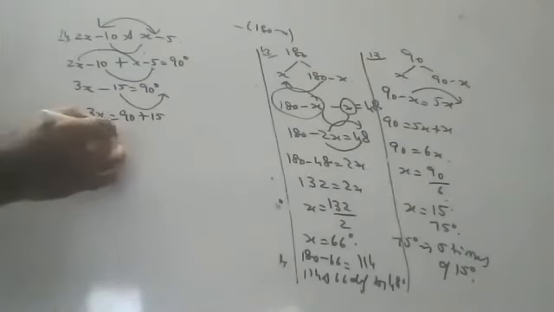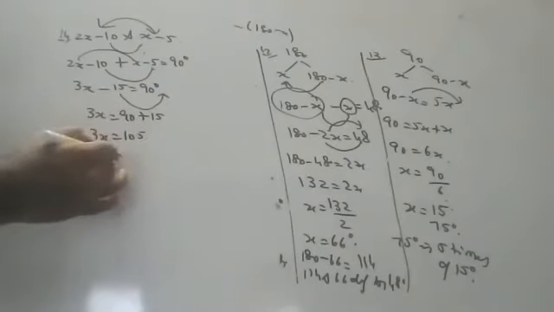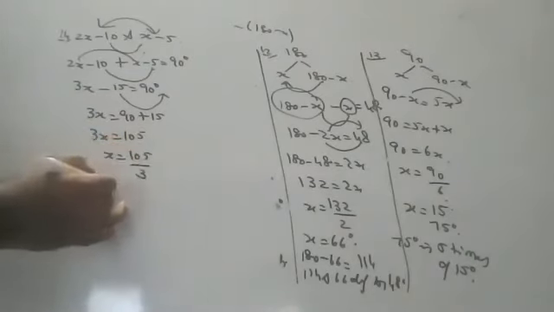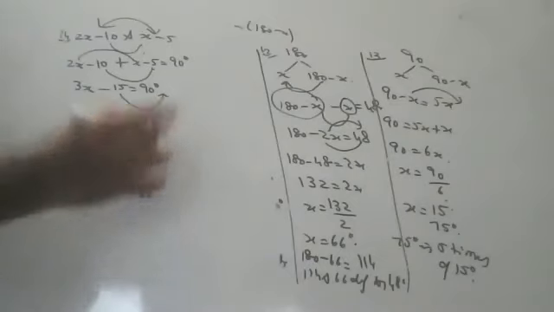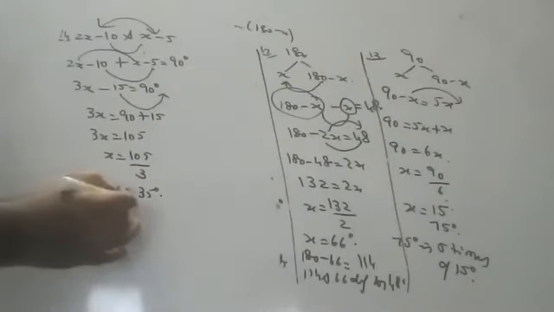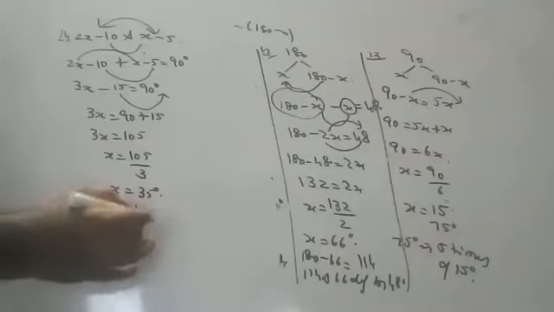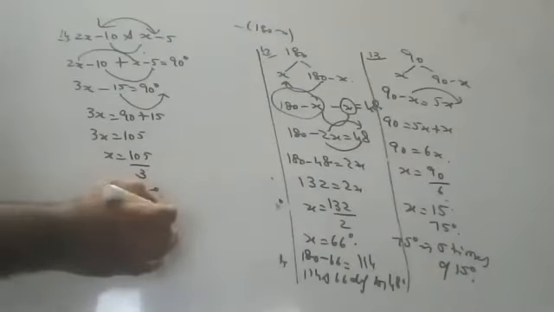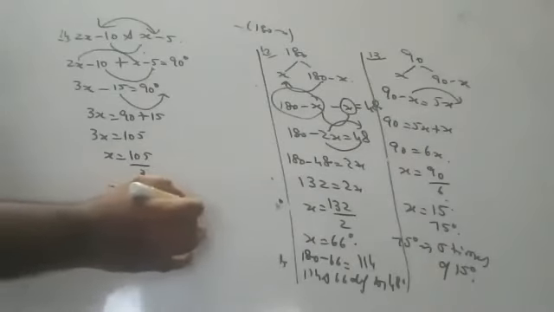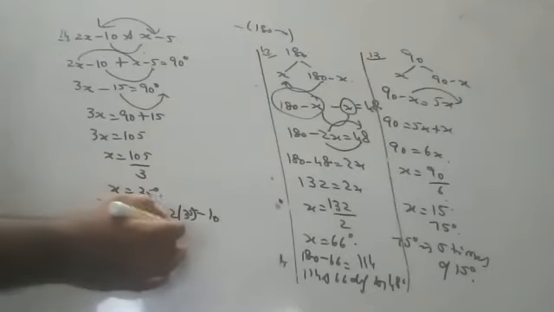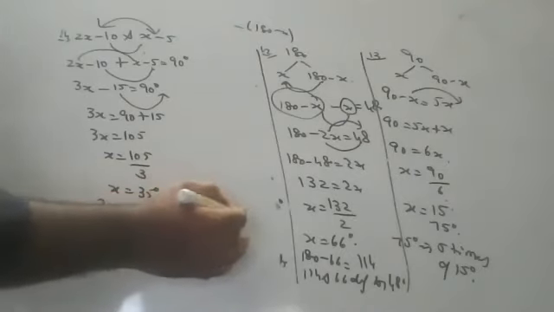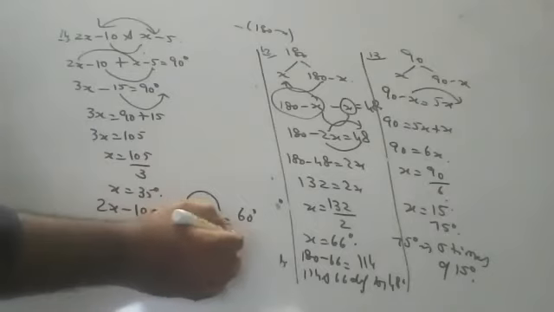Okay, children, so 3x is equal to 105 degrees, x is equal to 105 by 3, x is equal to 35 degrees. Now you have to find out 2x minus 10 is how much, and x minus 5 is how much. Both angles you should find. This is 2 into 35 minus 10, and this is 35 minus 5. 70 minus 10 is 60 degrees, and 35 minus 5 is 30 degrees.